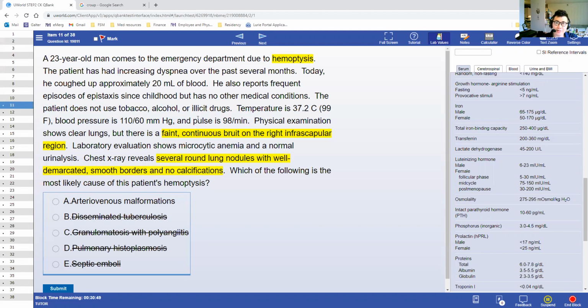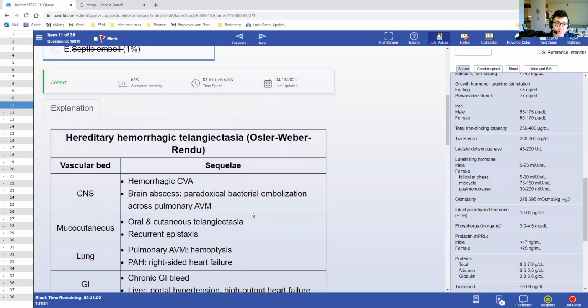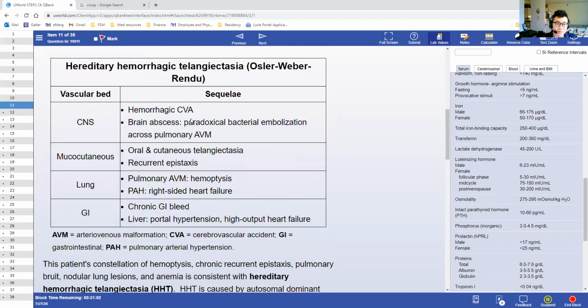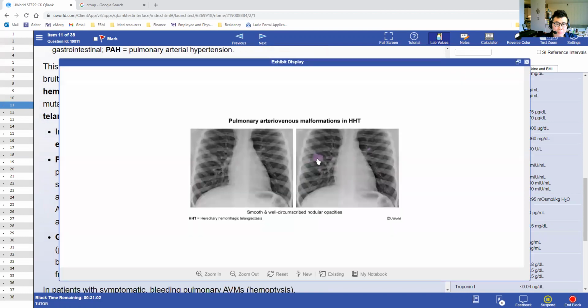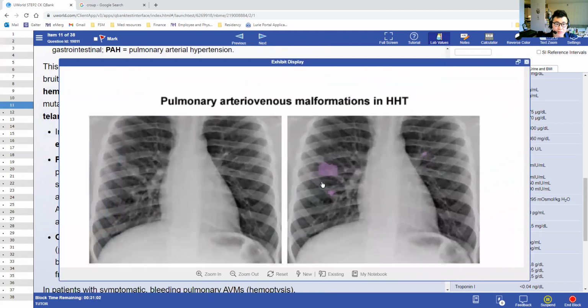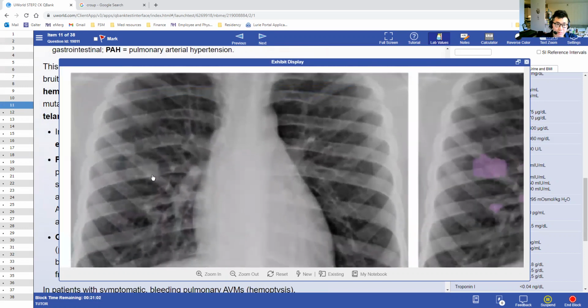This kid might have cancer or some kind of infection. This is painting a classic picture of hereditary hemorrhagic telangiectasia for me. So I'm going to go with alpha. Good. Lots of AVMs, right-sided heart failure. Good. Oh, this is interesting. So AVMs apparently look like nodules on chest X-ray. Okay, that's cool.